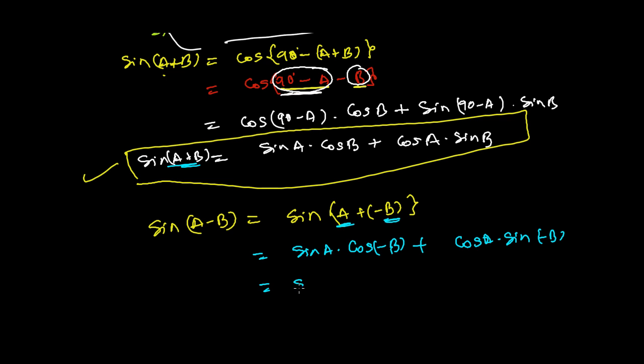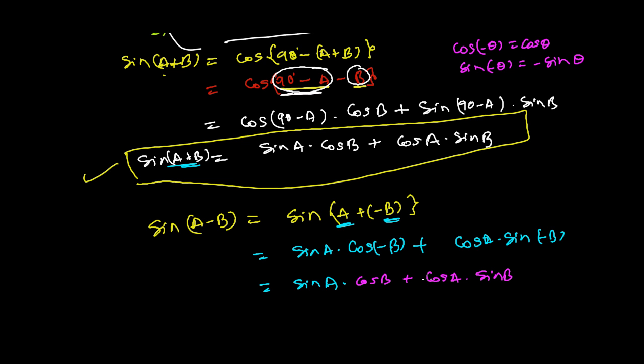Let me tell you one thing here, my friend: cosine of minus theta is cosine theta, but sine of minus theta, as we have already learned in the trigonometric ratios of negative angles, is minus sine theta. So here cosine of negative b is simply cos b, and cos a is as it is, but sine of negative b will be minus sine b. So I'm writing sine b and making this plus into minus. Here we are again with sine a minus b.